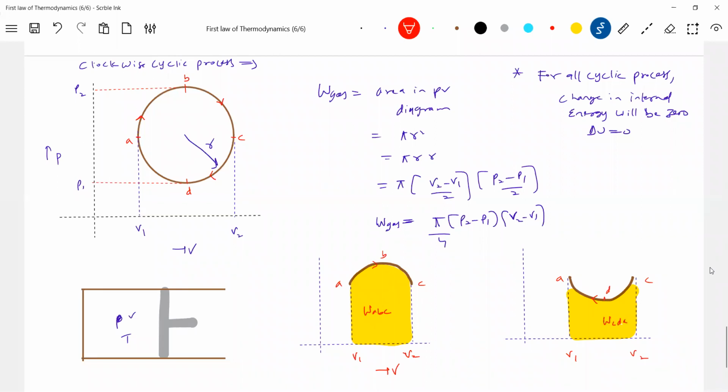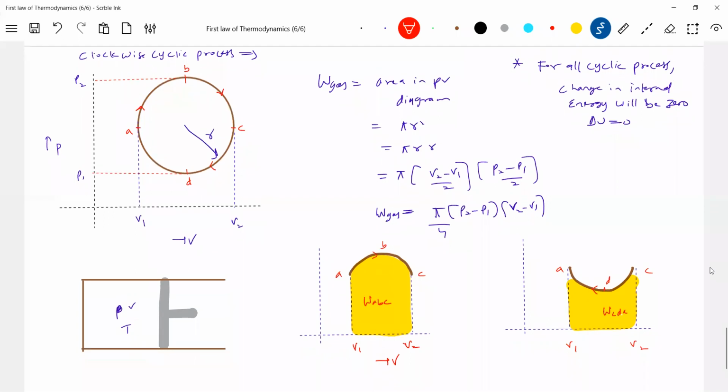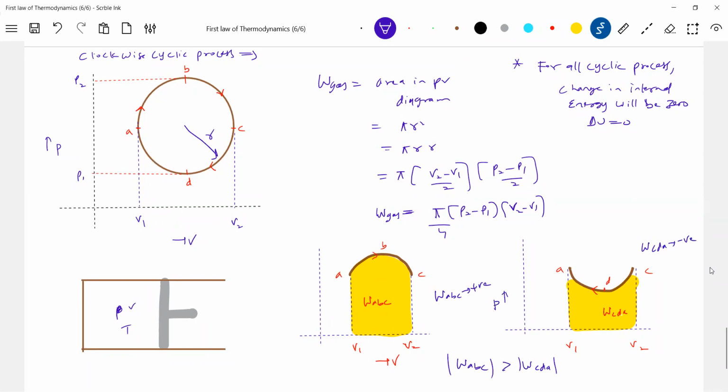Which will have more magnitude? ABC. ABC is having more magnitude. You can see now. I'm talking about magnitude first. For CDA, which will be positive, which will be negative? W of ABC is positive. W of CDA is negative. Any reason for that? Volume decreases.